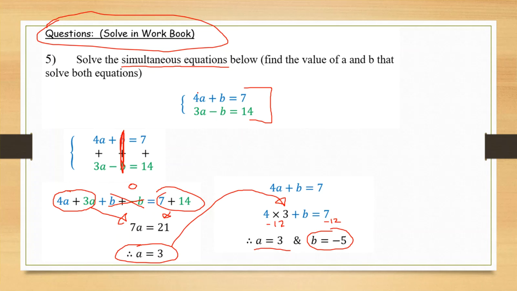So 4 times 3 is 12. 12 minus 5 equals 7. We swap a here for 3. So 3 3s are 9. So 9 minus 5 equals 14. So we know that this should be right.